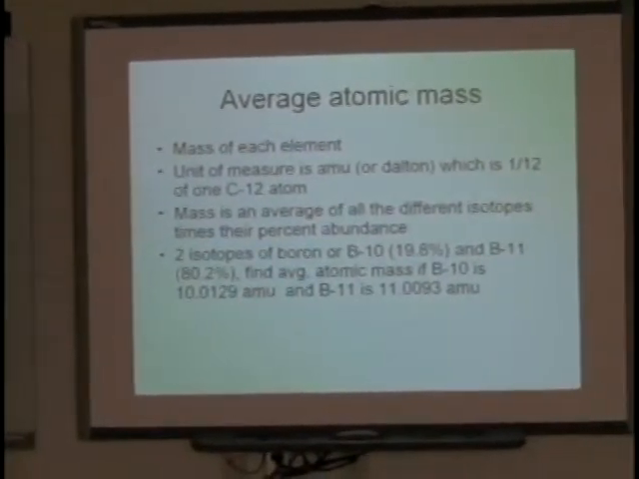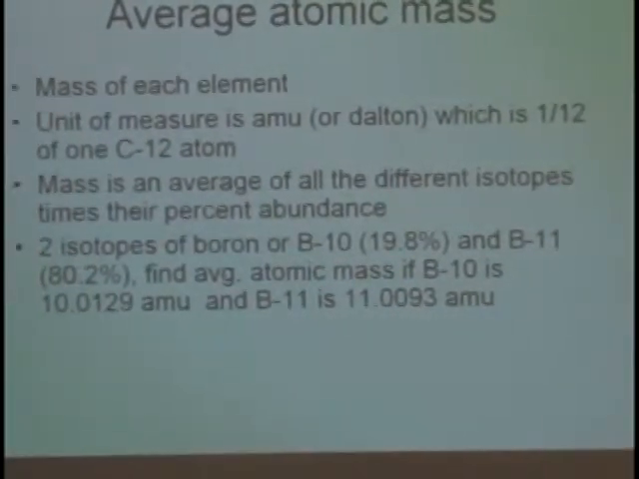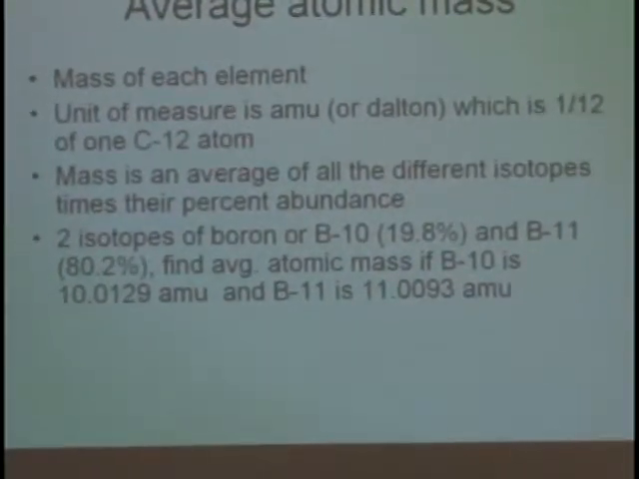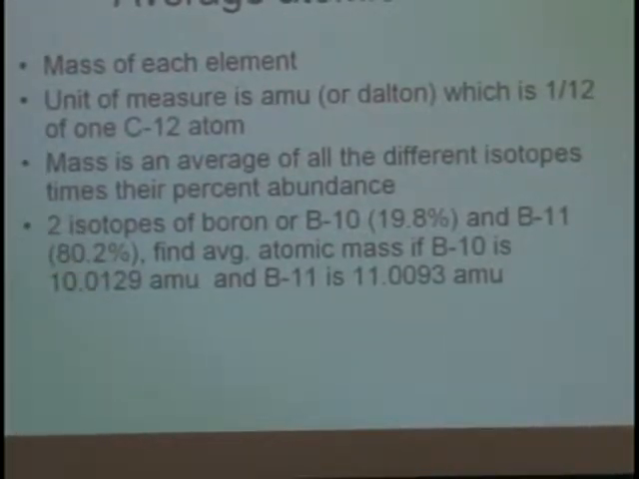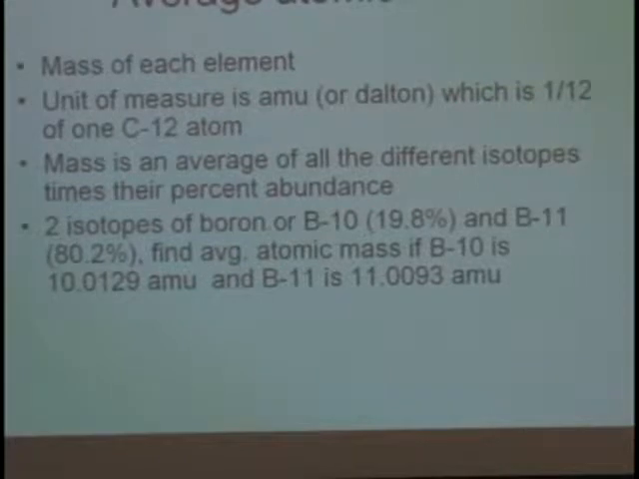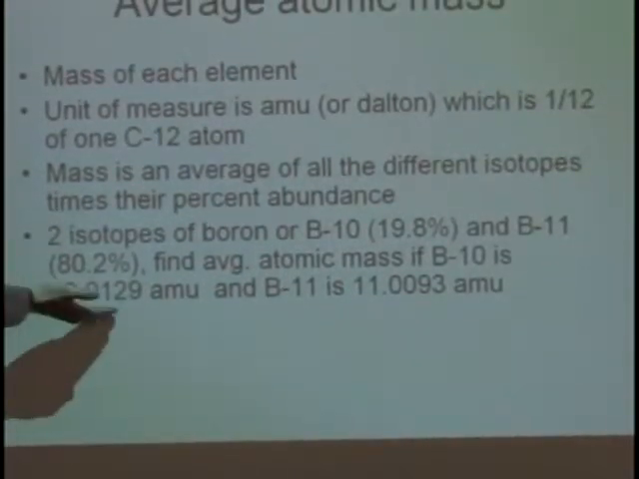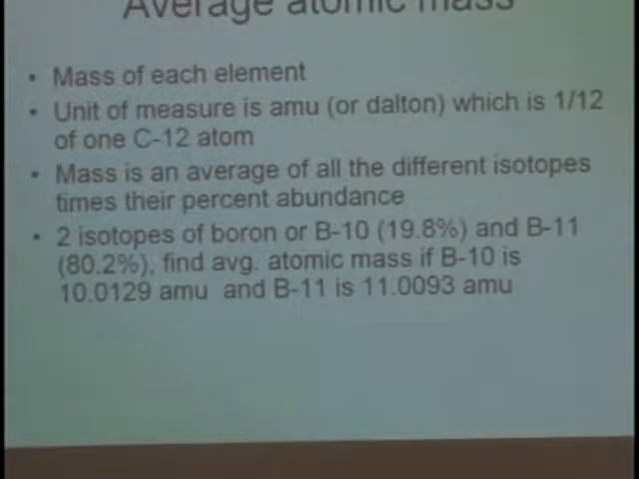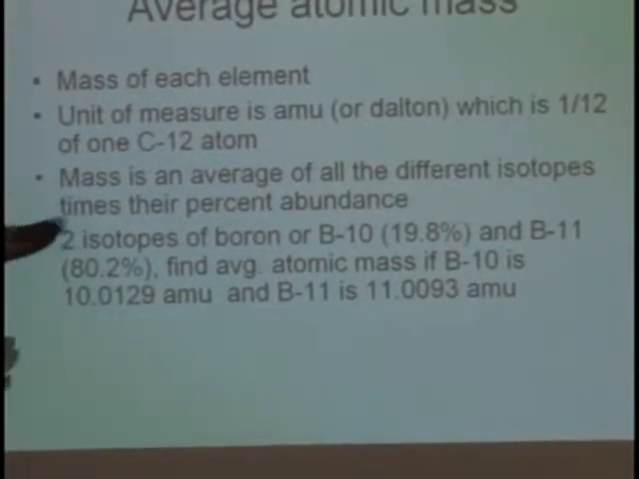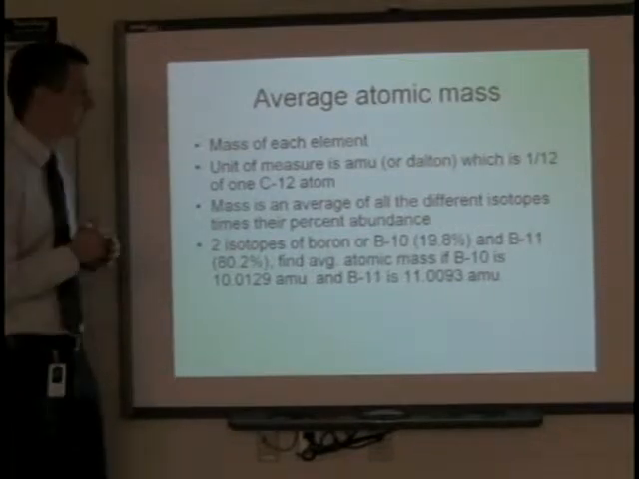It says two isotopes of boron, boron 10, which is 19.8% abundant, and boron 11, which is 80.2% abundant. Find the average atomic mass if the boron 10 is actually 10.0129 AMU, and the boron 11 is 11.0093 AMU. Now first off, in Chem 1, we didn't give you these values. We just said boron 10 is a mass of 10, boron 11 is a mass of 11. Our book tries to get it exactly down to the correct AMU, so it is a little bit different.